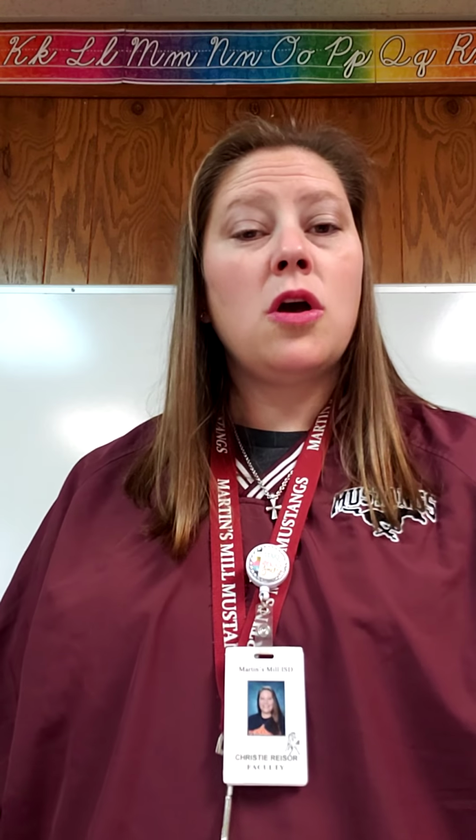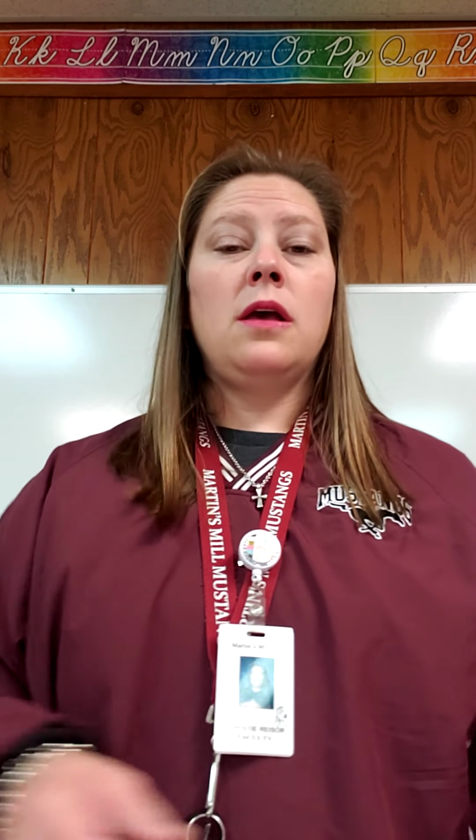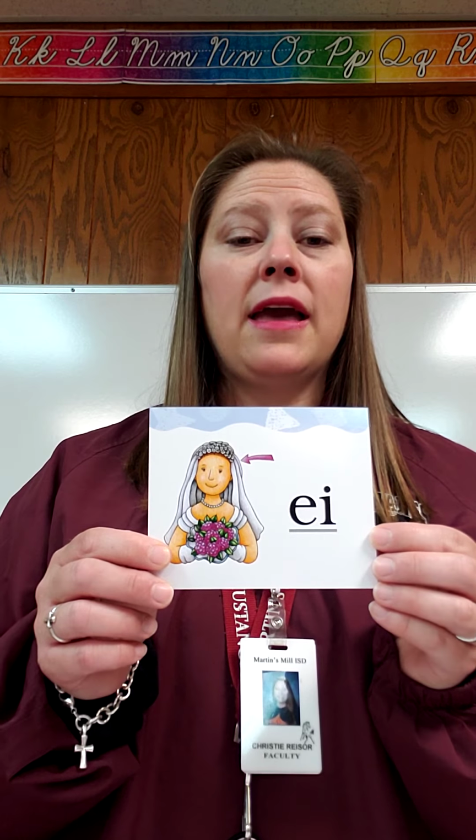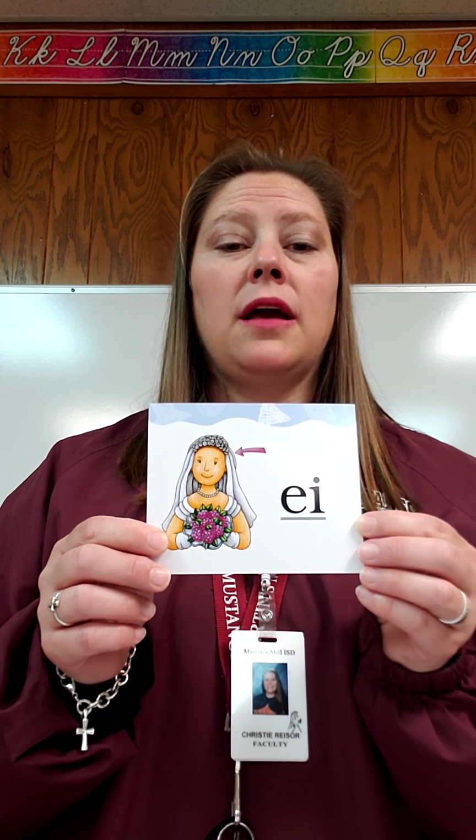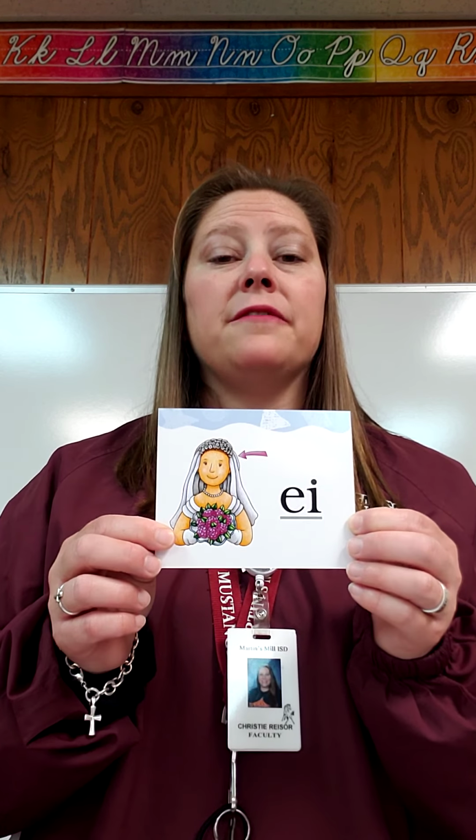Okay, next picture card. If you want to pause here to see if you can figure out what might be on my picture card for EI digraph that says A. Okay, picture card for this one is veil. The bride is wearing a veil. V-E-I-L. Just like vein, just like rein. V-E-I-L. EI digraph here says A. So for this picture card, you're going to say veil, A, EI digraph.